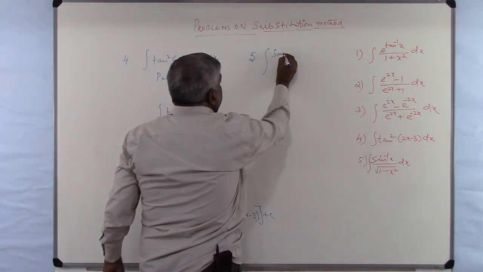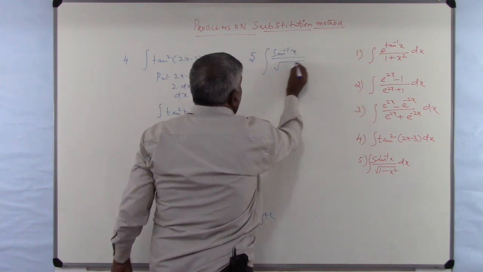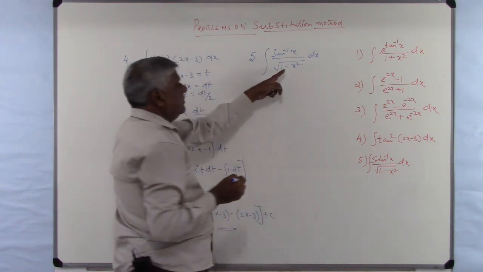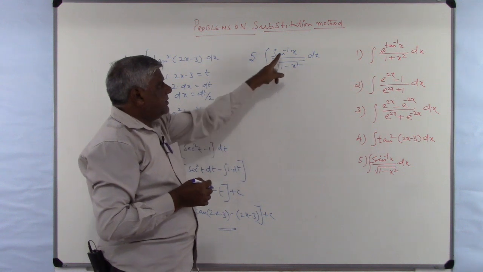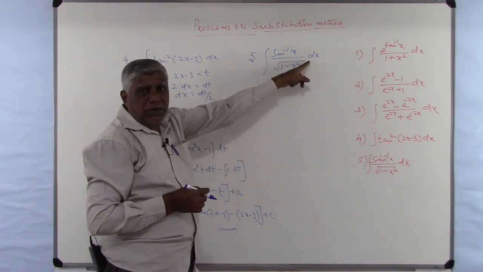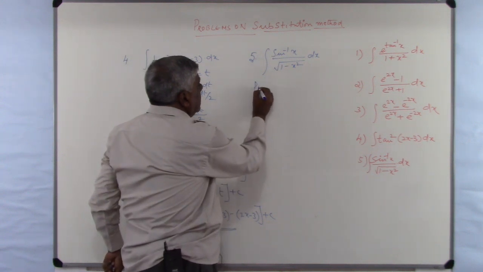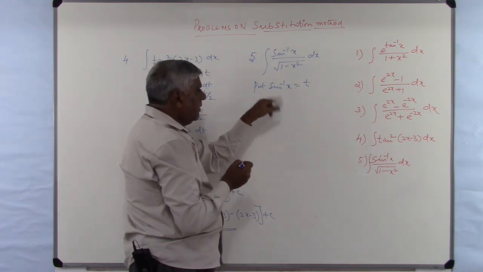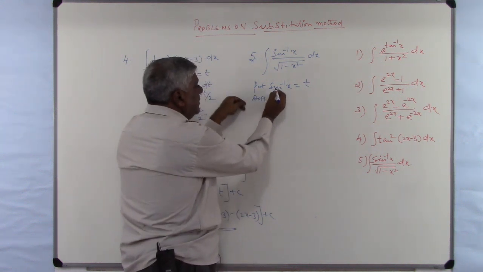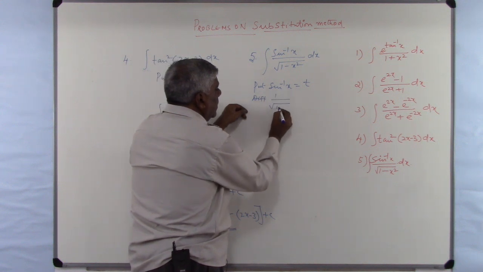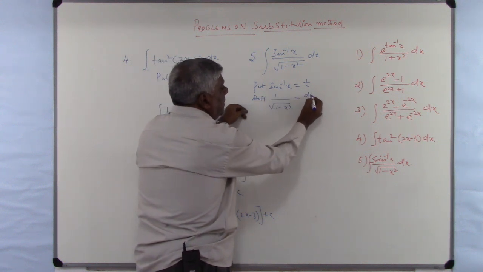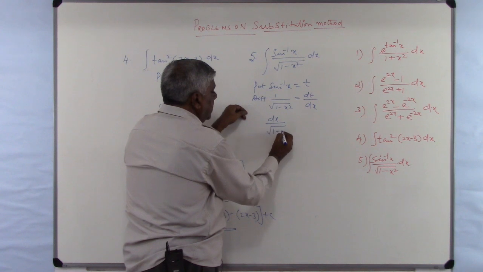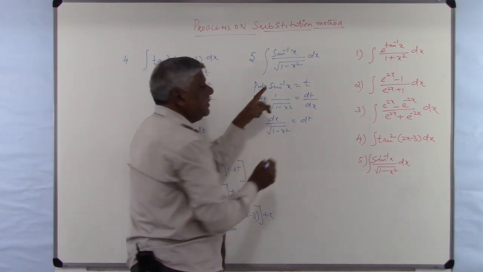Integral of sin inverse x divided by root of 1 minus x square into dx. Now put sin inverse x is equal to t. When you differentiate this, the differentiation of sin inverse x is 1 over root of 1 minus x square, which is equal to dt by dx, or dx by root of 1 minus x square is equal to dt.